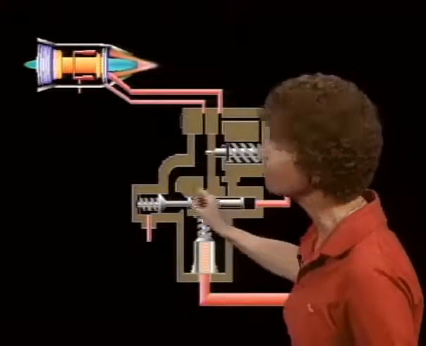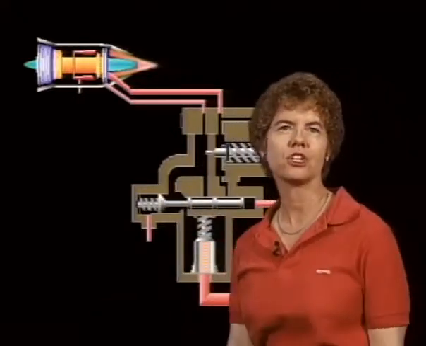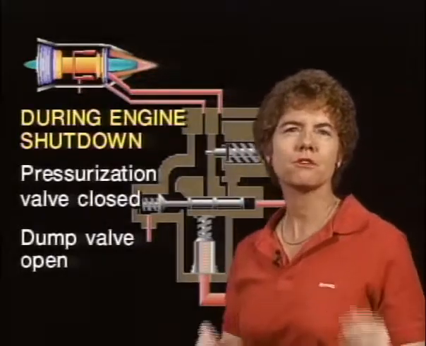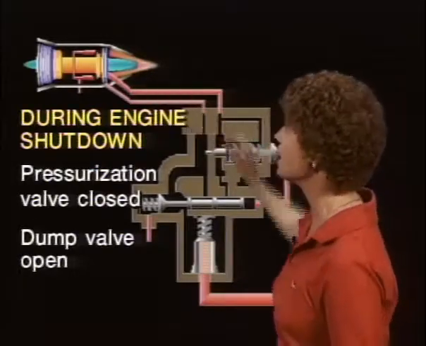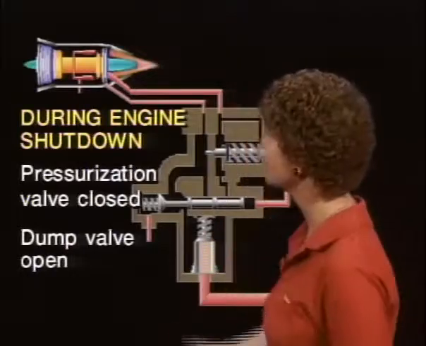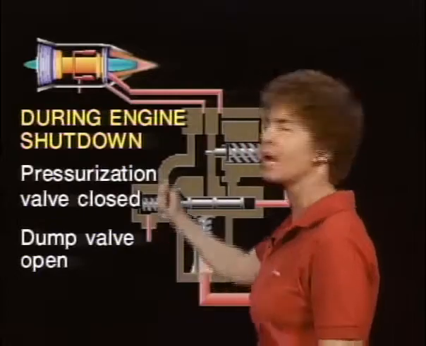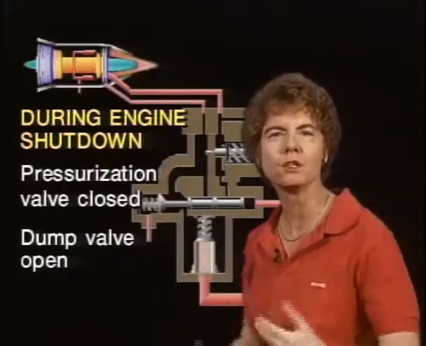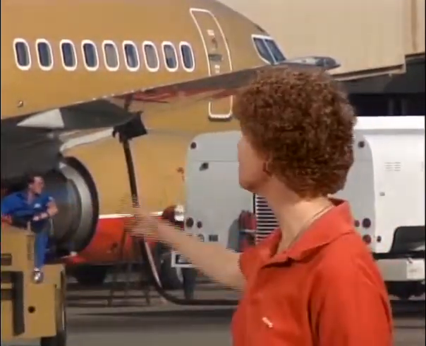Now, what kind of positions are the pressurization valve and the dump valve going to be in when you're shutting down the engine? Well, on shutdown, the pressurization valve is going to be closed because you don't want the engine to run anymore. You don't want that fuel system to be pressurized. And the dump valve is going to be open on shutdown so it can drain that residual fuel out and prevent those buildups in the lines. And that's what you need to know about fuels and fuel metering systems.